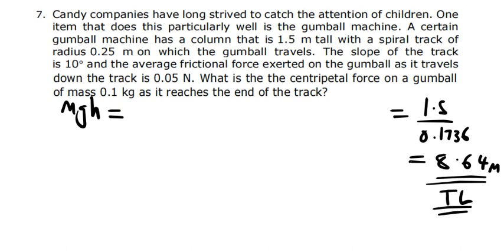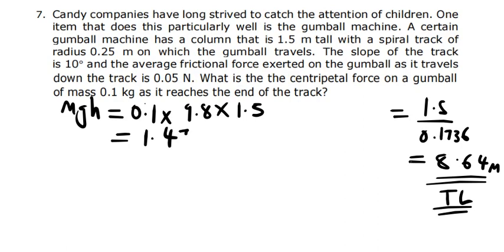I'm going to have the mass. We've been given the mass, we are saying it's 0.1 kg. Multiplying by acceleration due to gravity, I'm going to take 9.8, multiplied by the height. Now the height we're using is 1.5, not the track length. Okay, 0.1 multiplied by 9.8 multiplied by 1.5, I'm finding 1.47. This is a potential energy, so it is in joules.